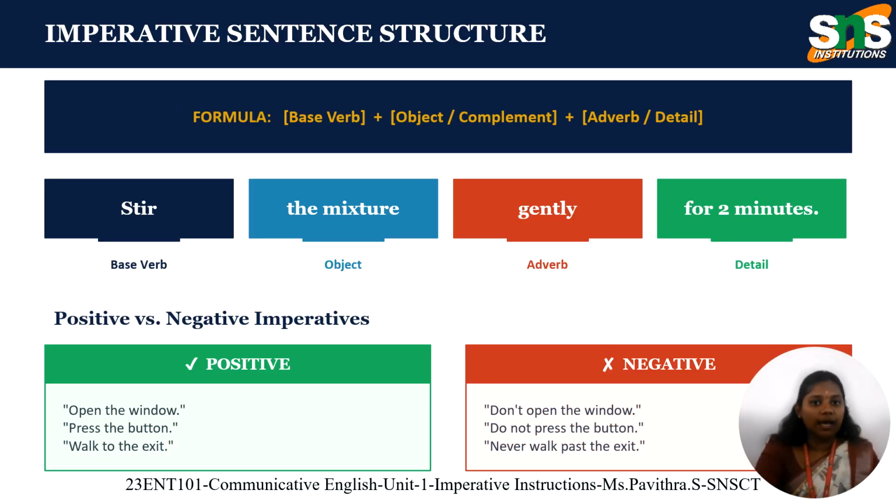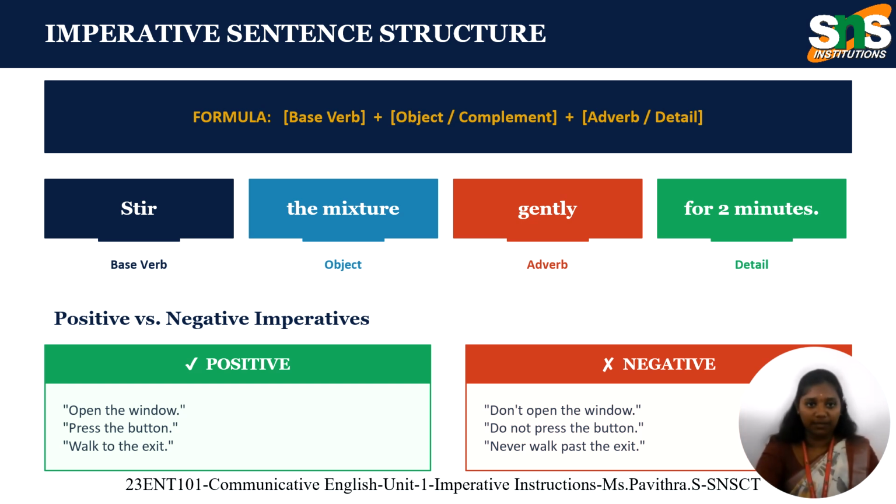Let's look at the formula for an imperative sentence. Basic verb plus object or complement plus adverb or detail. For example, stir is the base verb, the mixture is the object, gently is the adverb, for 2 minutes is the detail. So simple, clean and clear.